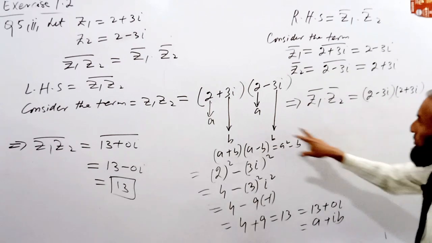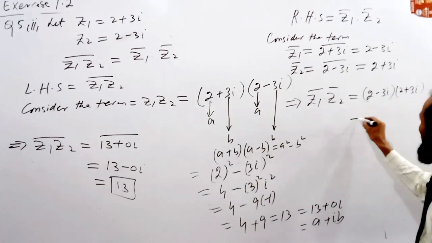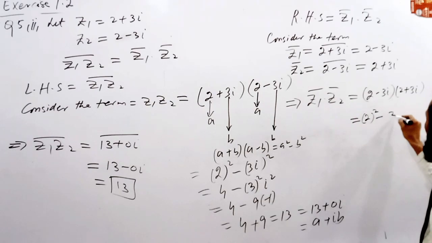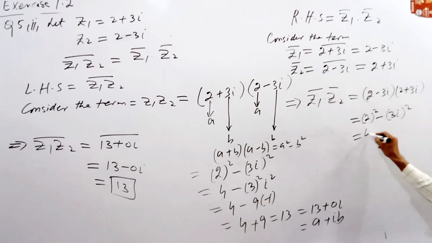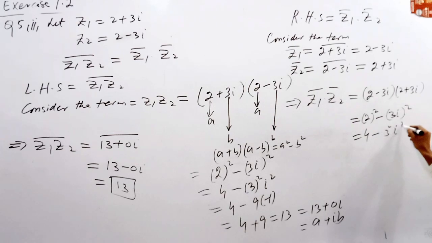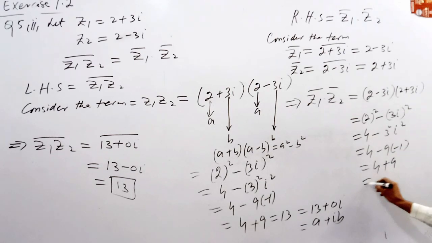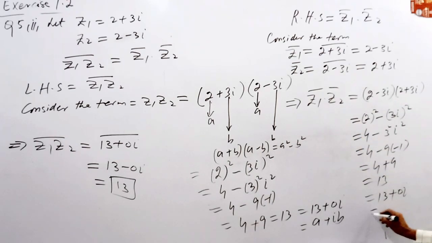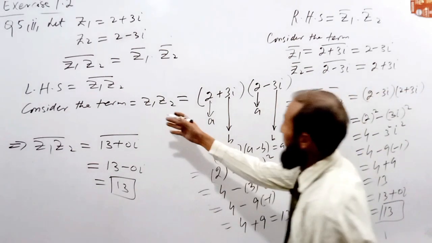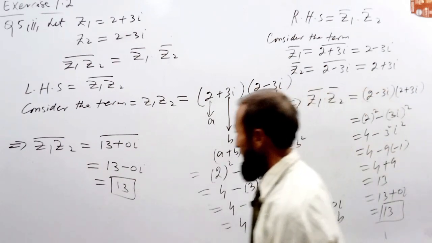Similarly, the same way here, we directly use the formula: 2 square minus (3 iota) whole square. So we get 4 minus 3 square iota square, so 4 minus 9 into minus 1. So the result is minus into minus, plus 9, so the result is 13. We can write 13 plus 0 iota. Checking both results, the result is 13. Comparing both results, the left hand side is equal to the right hand side.